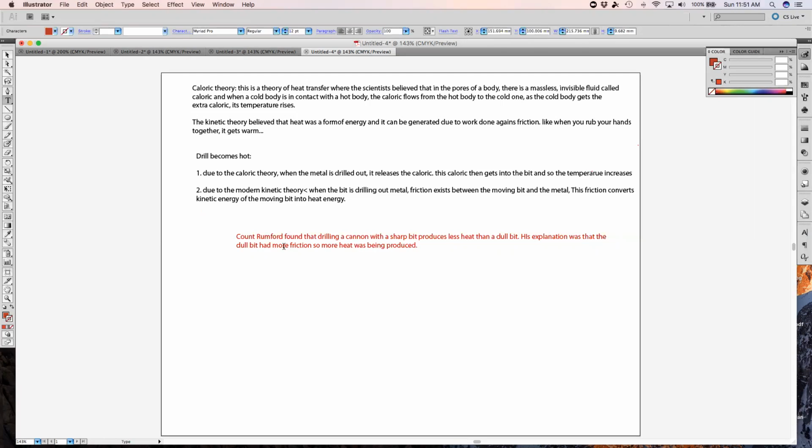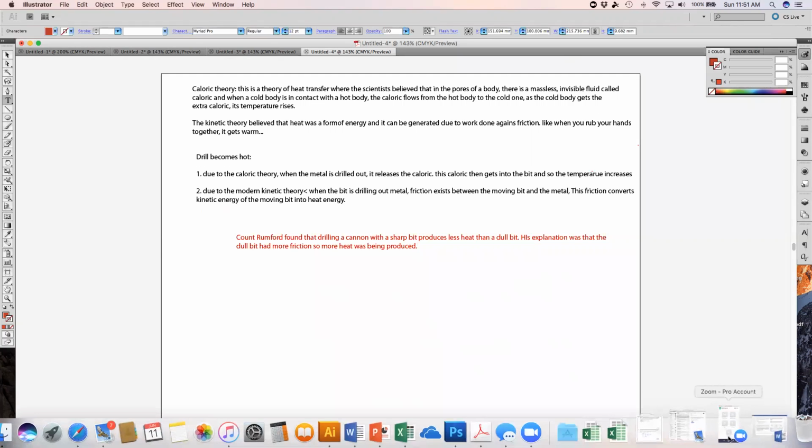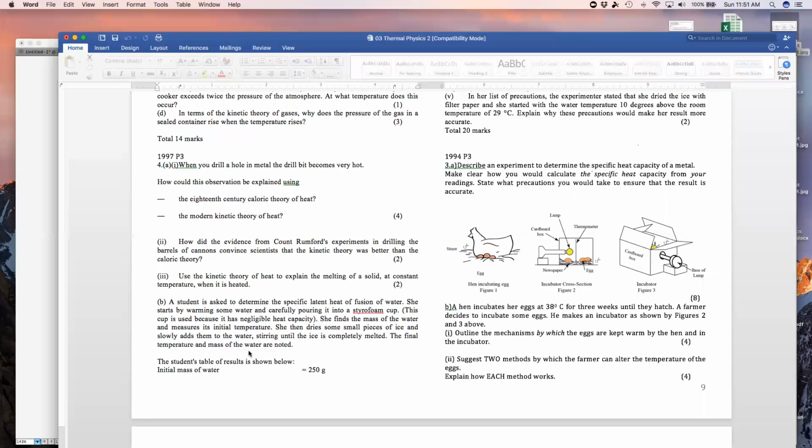was that the dull bits, if you think of a sharp knife and a dull knife, and you want to cut something with a sharp knife, you can make one pass or two passes and cut through. But if you have a dull knife, you have to rub it back and forth more times. Because of that, the dull bit would have more passes before it can cut through the cannon, and therefore there'll be more friction, and it would produce more heat, but it wouldn't cut as effectively. All right, so that was Count Rumford's observation.